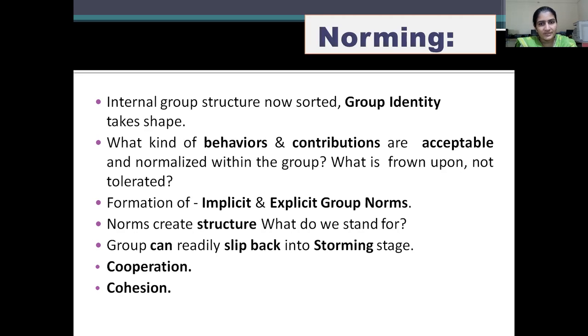Formation of implicit and explicit group norms. So what should be our internal group norms? What should be our external group norms? These would all be framed at this stage. Then norms create structure, and what do we stand for? So here one particular structure would be allocated, and why we are here would be defined again. The group can readily slip back into the storming stage. Cooperation is framed at this stage and cohesion would be found.